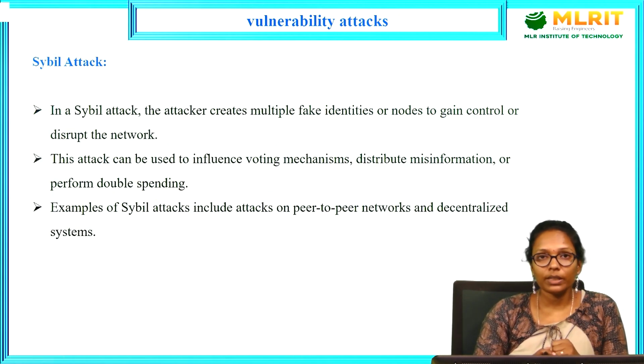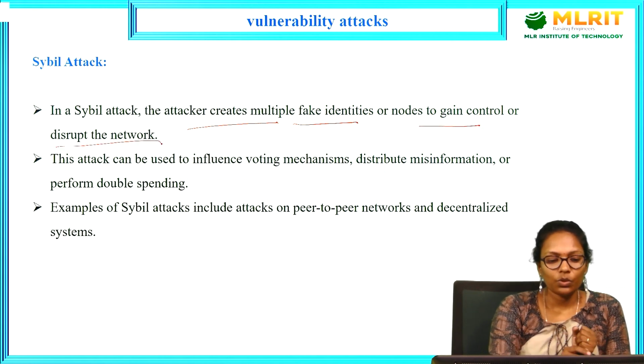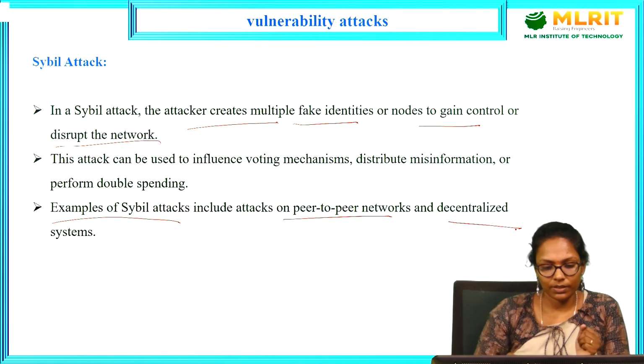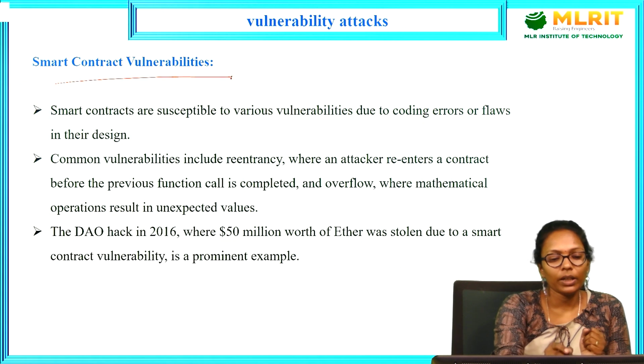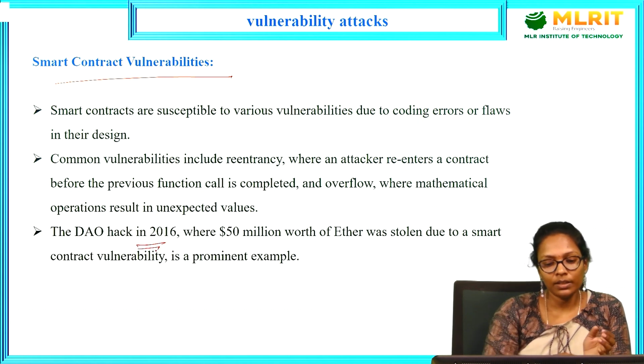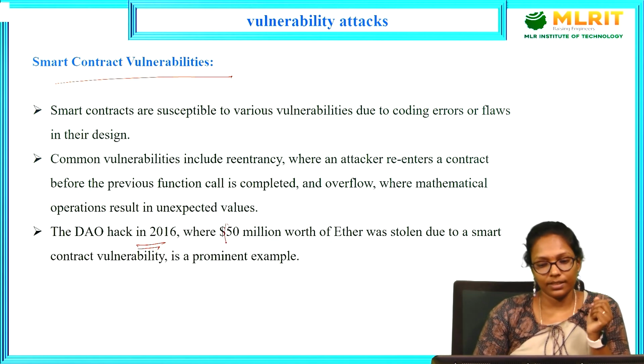Coming to the Sybil attack, the attacker creates multiple fake identities of nodes to gain control of or disrupt the network. Examples of these attacks are seen in P2P networks and decentralized systems. Coming to smart contract vulnerabilities, as we discussed, reentrancy attacks and integer overflow attacks all come under smart contract vulnerability. And we know the DAO attack happened in 2016 just because of a smart contract vulnerability, right? It was around $150 million of ethers.